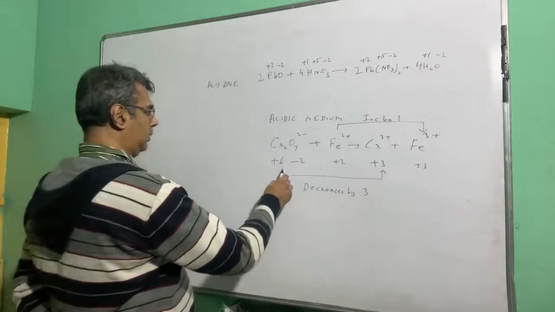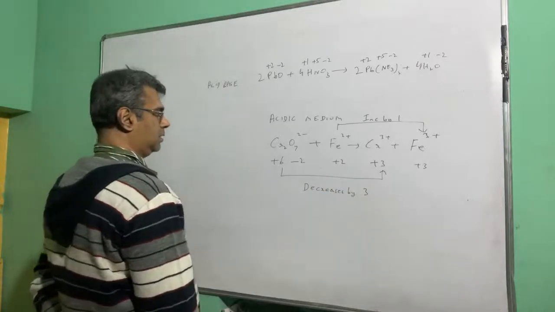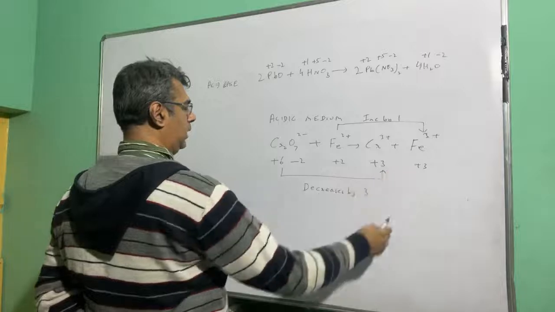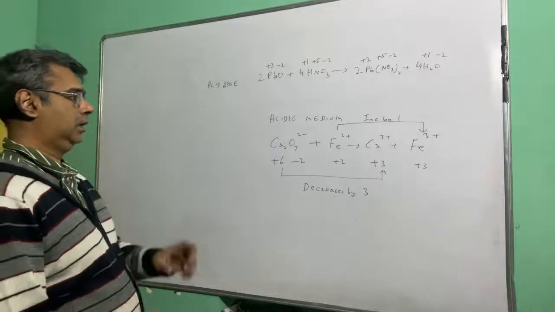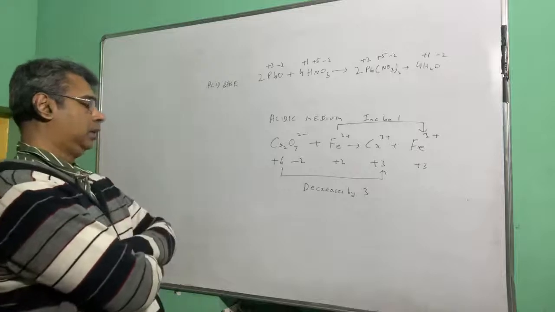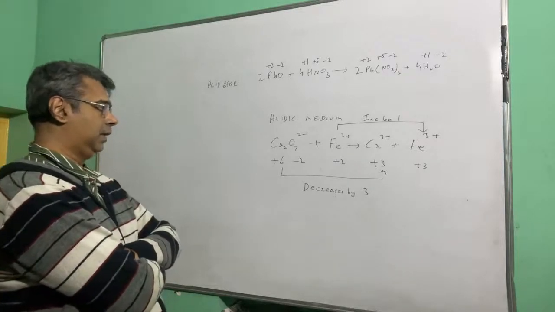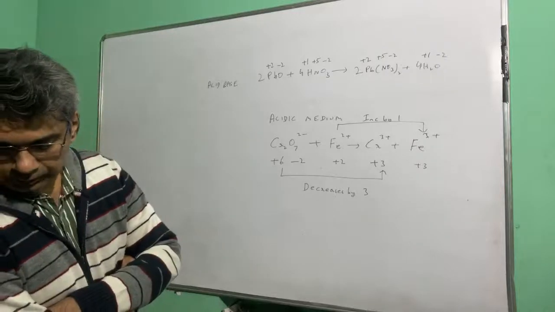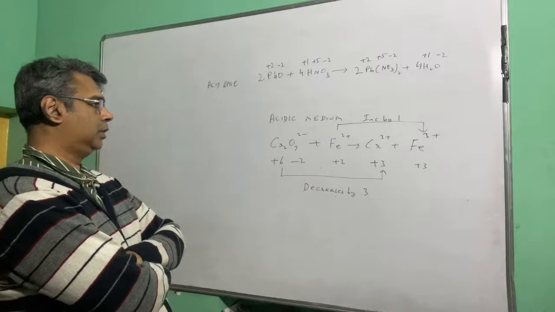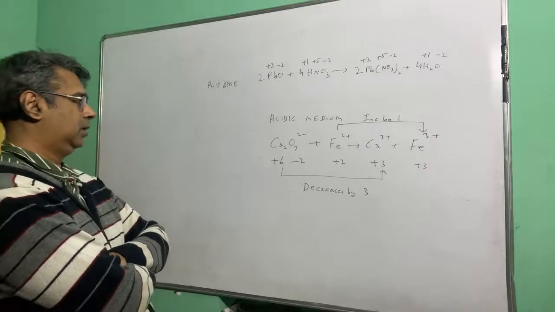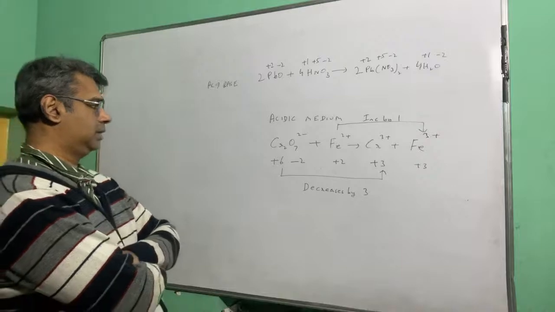So chromium is going from 6 to 3, so chromium decreases by 3, and iron is going from 2 to 3, so iron increases by 1. So chromium decreases by 3 and iron increases by 1. Now what we have to do is balance the total increase with the total decrease.